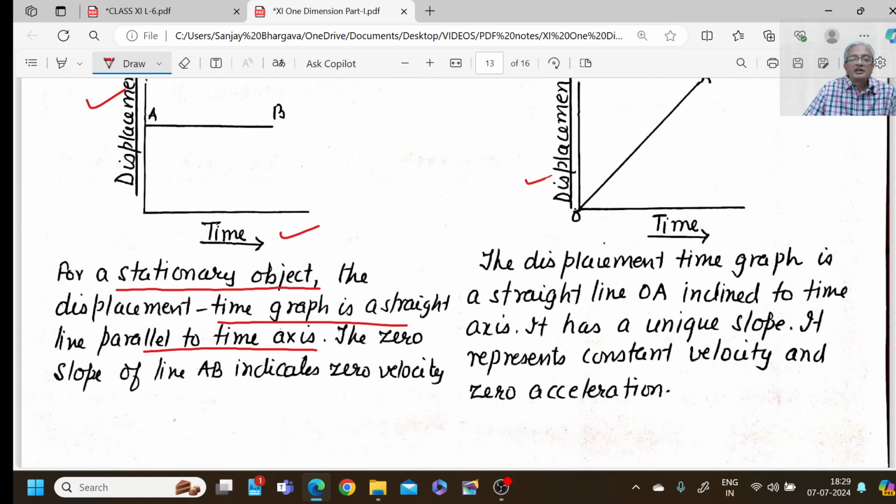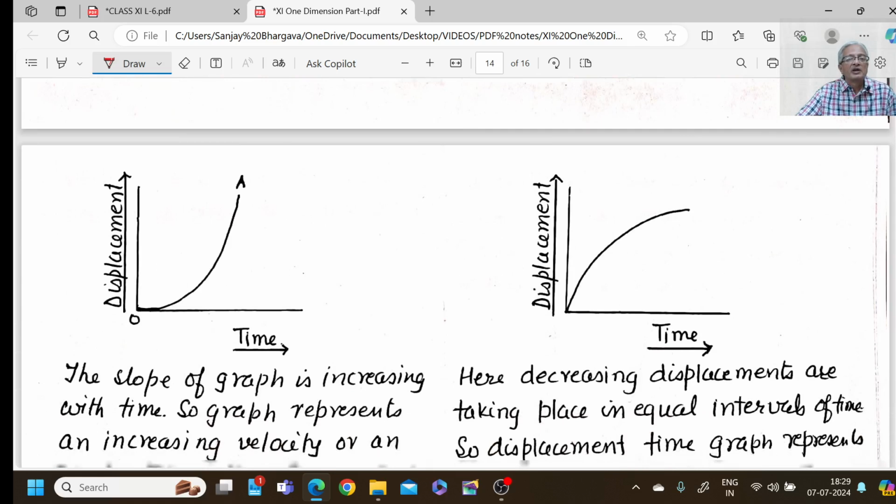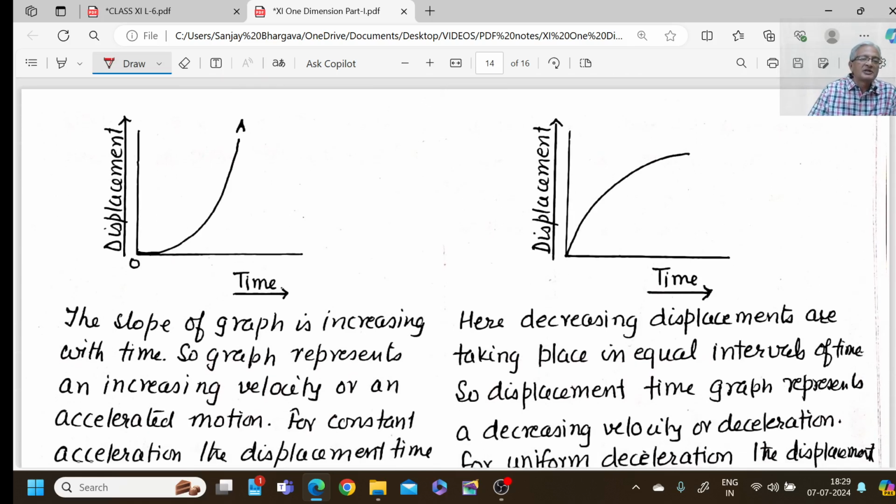Here in this case the displacement time graph is a straight line OA inclined to the time axis. It has a unique slope. It represents a case of constant velocity and zero acceleration. So every time different information can be obtained from a given shape of the graph. Here we have two displacement time graphs, one curving upward, another bending downwards.